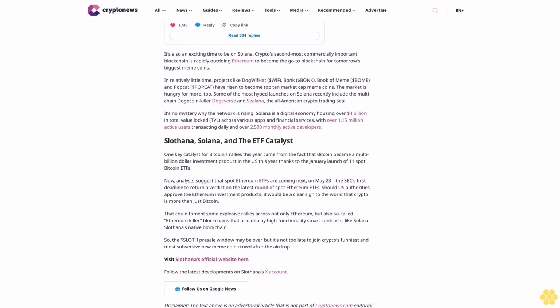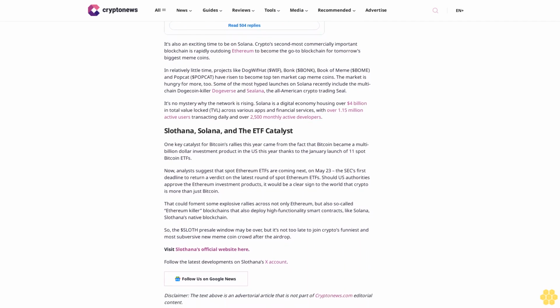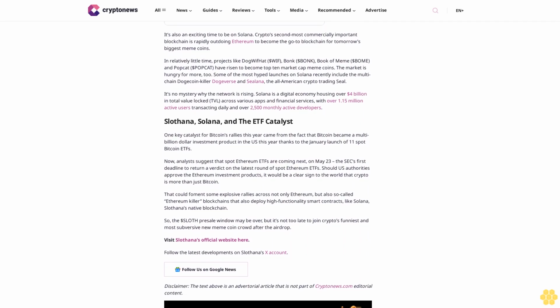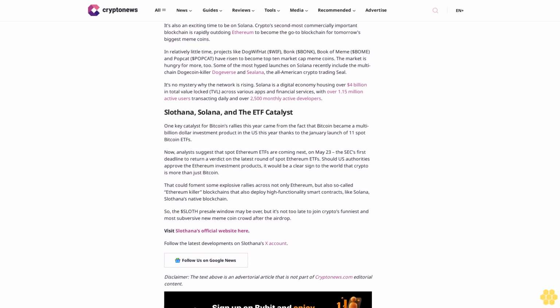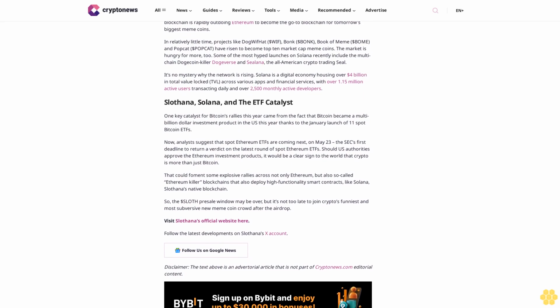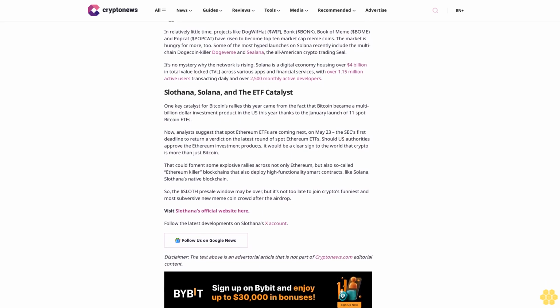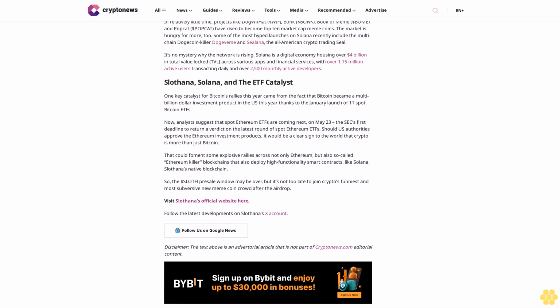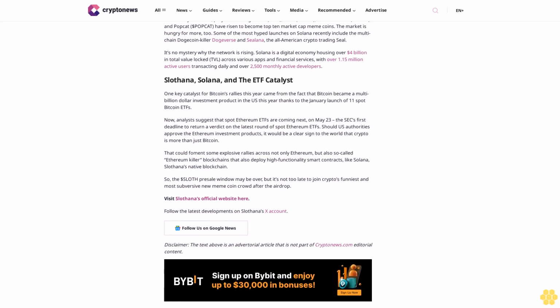The market is hungry for more, too. Some of the most hyped launches on Solana recently include the multi-chain Dogecoin killer Dogers and Solana, the all-American crypto trading seal. It's no mystery why the network is rising. Solana is a digital economy housing over $4 billion in total value locked (TVL) across various apps and financial services, with over 1.15 million active users transacting daily and over 2,500 monthly active developers.